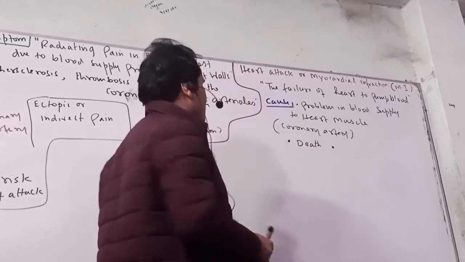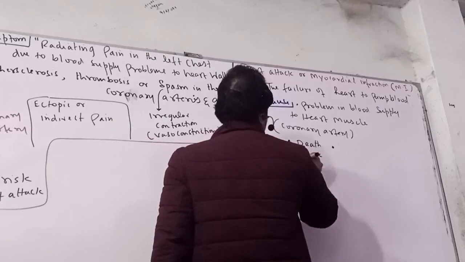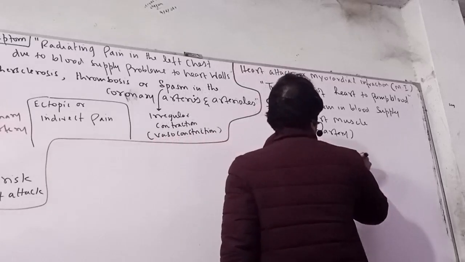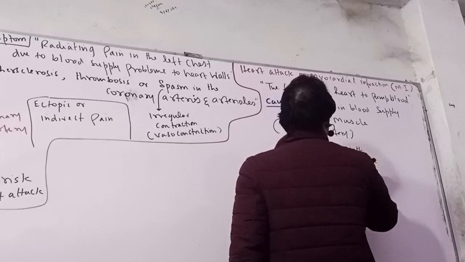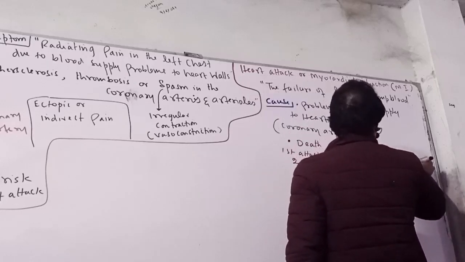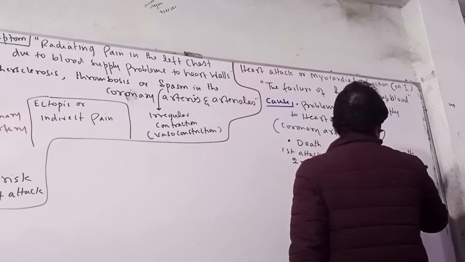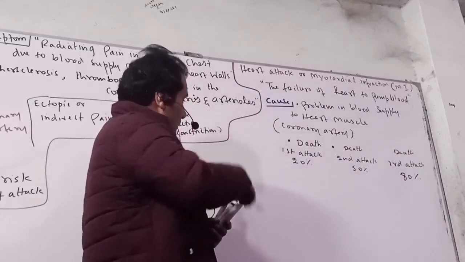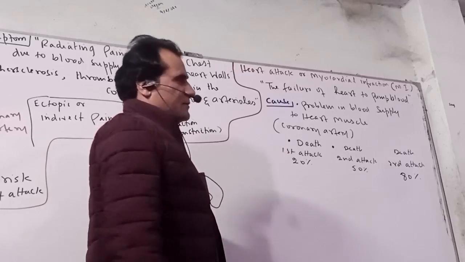For the first attack, the chance of death is about 20%. Okay, then the second attack, the chance of death rises to about 50%. Then the third attack, the chance of death increases further, up to 70-80%.